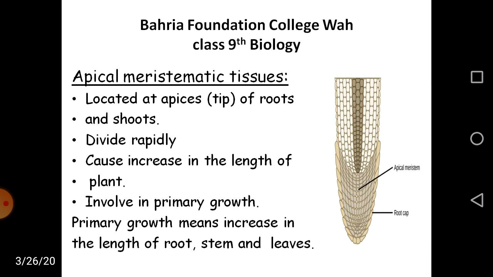And when they divide, they increase the length of the plant, meaning the length of the root, the shoot, and the leaves. This increase in the length of root, stem or leaves is called primary growth. We can say that apical meristem is involved in the primary growth of the plant. Primary growth means increase in the length of root, stem and leaves.